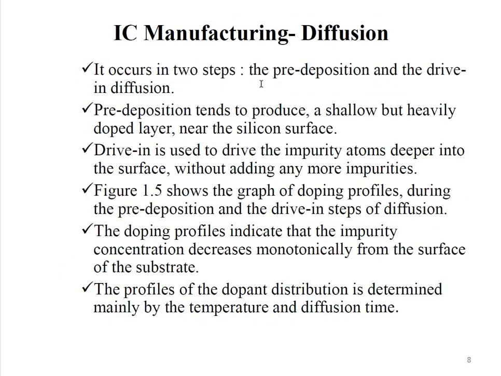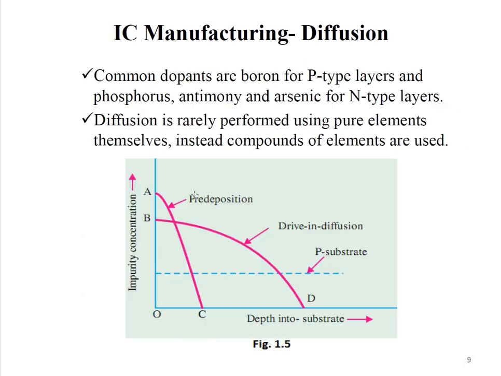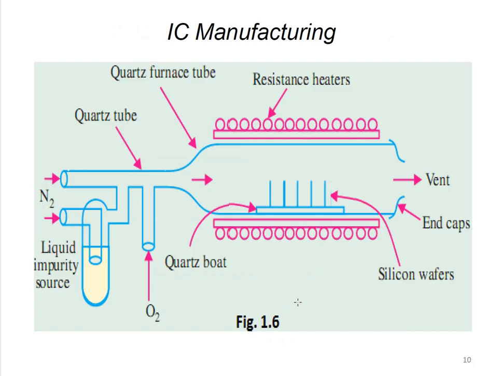Diffusion occurs in two steps, pre-deposition and drive-in diffusion. Pre-deposition tends to produce a shallow and heavily doped layer near the silicon wafer surface. Drive-in is used to drive the impurity atoms deeper into the wafer without adding any more impurities. As per diffusion, as the depth into the substrate increases, the impurity concentration decreases. This is the pre-deposition process and the drive-in diffusion process.